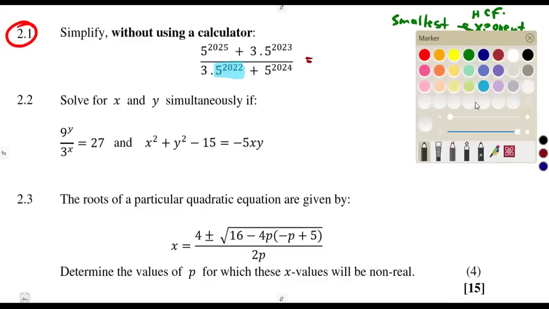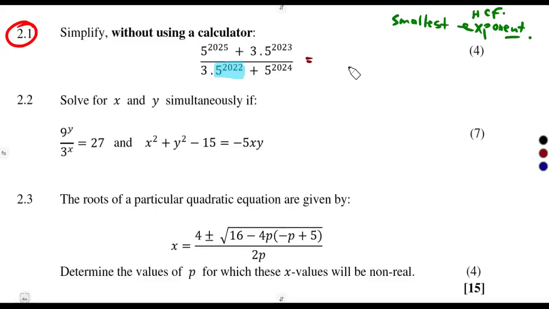So let's start. 5 to the exponent of 2025 is going to be what? 5 to the exponent of 2022 like this, times, for us to get 2025, what are we supposed to use? We are supposed to add a 3. So that's times 5 to the exponent of 3. 2022 plus 3, that's 2025.